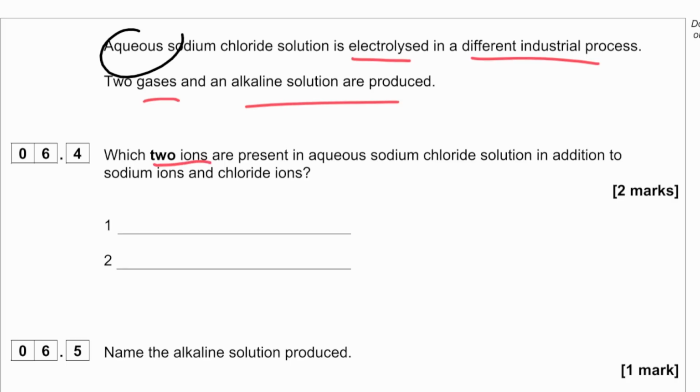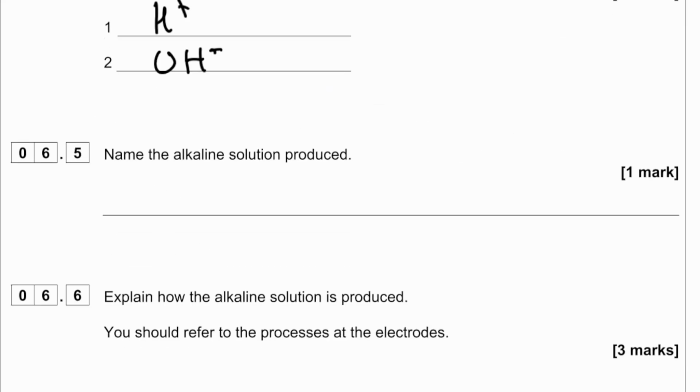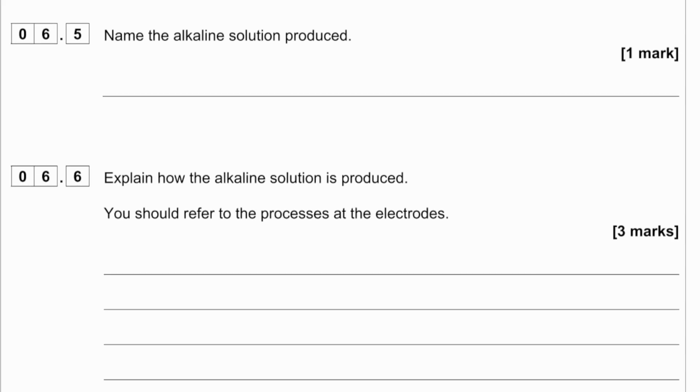Well, aqueous means that there's water in it. So water we know is H2O, but the water is going to be electrolyzed. The whole solution is going to be electrolyzed. That means it's split into its separate ions. Now we should know that water splits into hydrogen ions, and it also splits into hydroxide ions. So those are the two ions we're going to get, and that's what we'll write over here. Excellent.